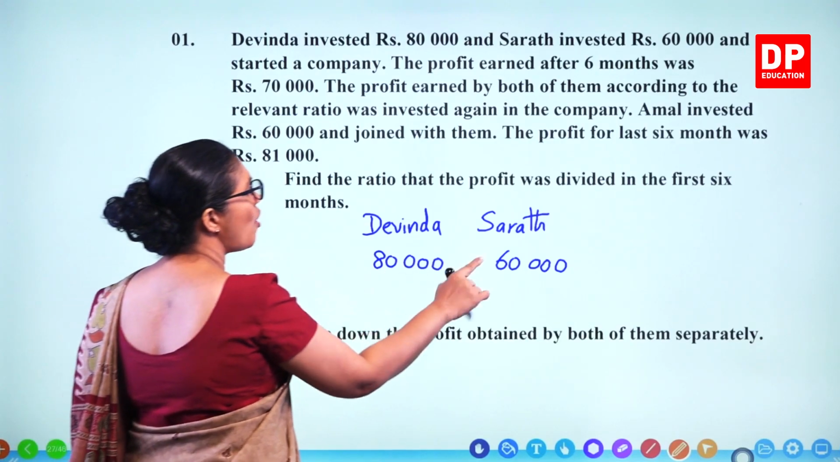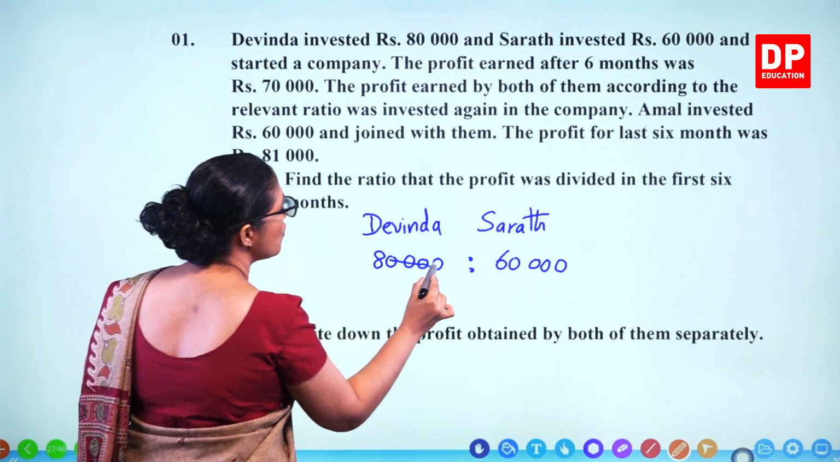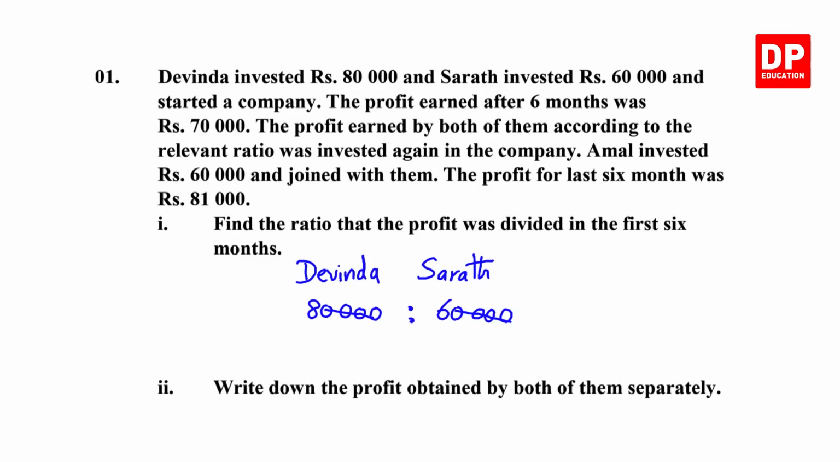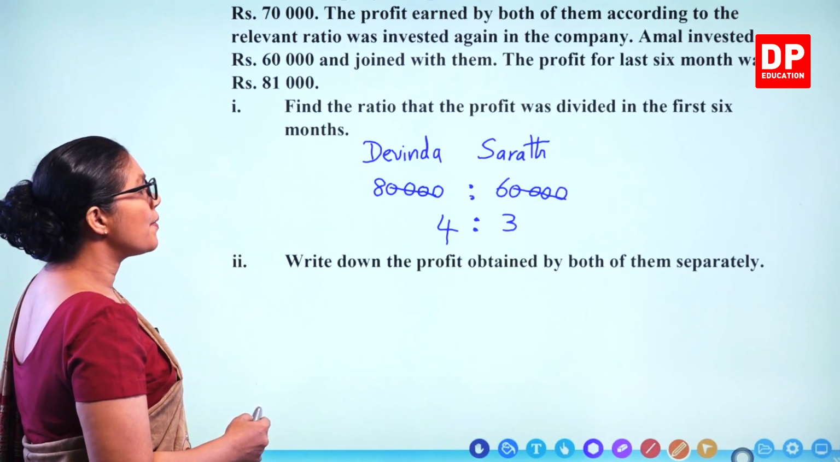So these are the amounts invested, so you can find the ratio. 4 zeros get cancelled out and divide by 2. You get 3 and 4, a 4 to 3 ratio. Now the second part: write down the profit obtained by both of them separately.